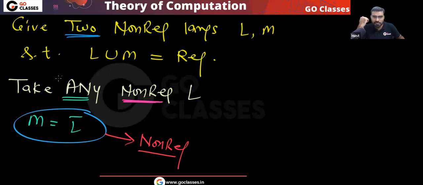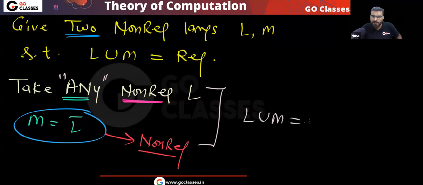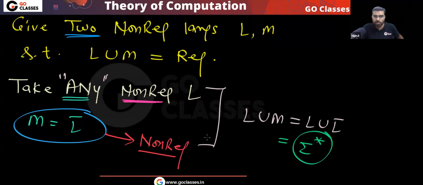So take any non-regular L. Then take M equal to L complement. L complement also will be not regular. Now what will be L union M? That will be sigma star. Is this non-regular? This is regular. Yes or no?